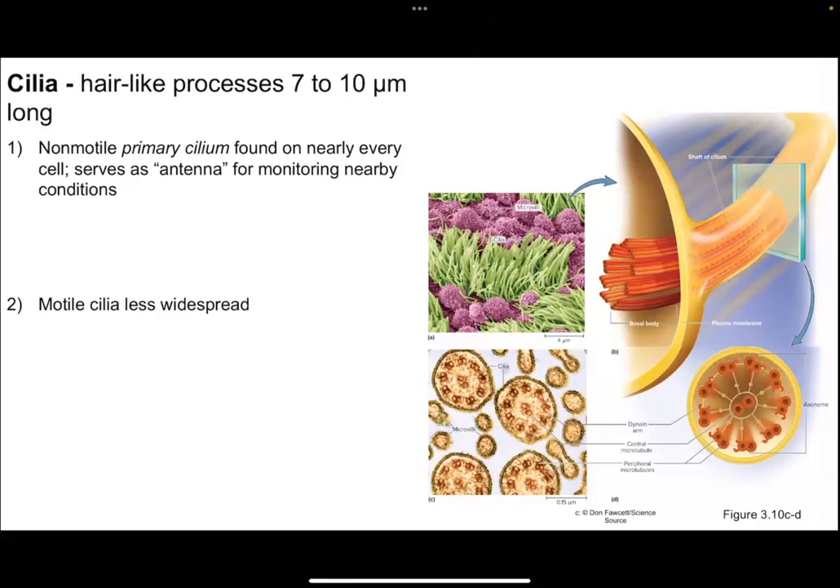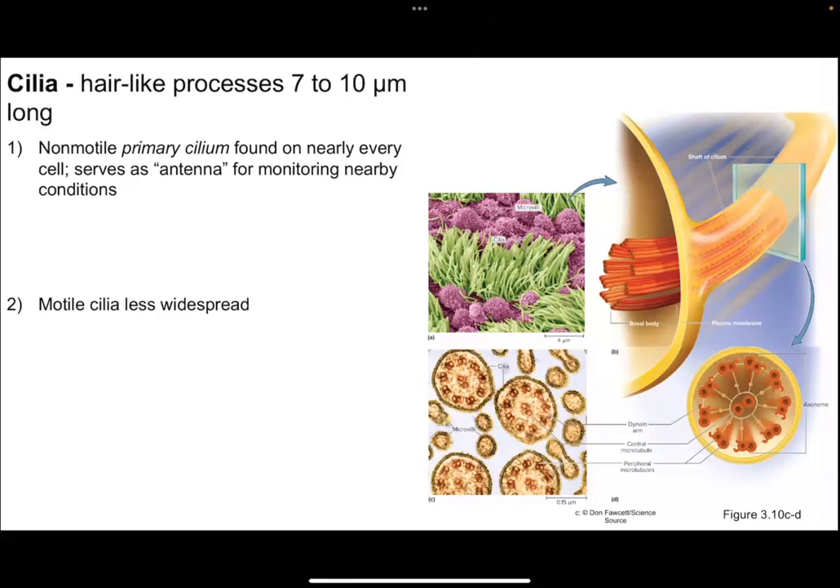You have some that are not really motile. They're not moving, so they're non-motile. They're referred to as primary cilium, and you can find them on almost every cell. These are much more common, and they're used to monitor the outside environment. The other type of cilia is more motile, and it is not as widespread. You're not going to find them everywhere, but their job is to move.